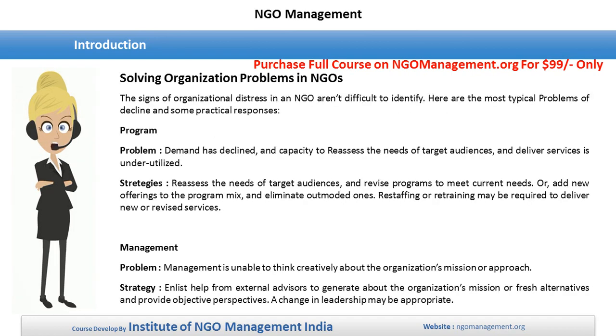Solving organization problems in NGOs. The signs of organizational distress in an NGO aren't difficult to identify. Here are the most typical problems of decline and some practical responses. Program. Problem. Demand has declined, and capacity to deliver services is underutilized. Strategies. Reassess the needs of target audiences and revise programs to meet current needs.